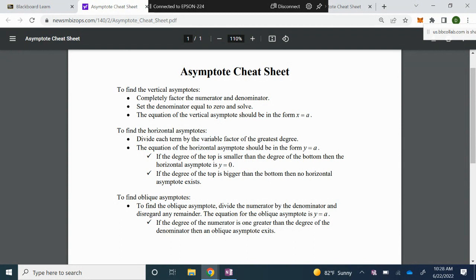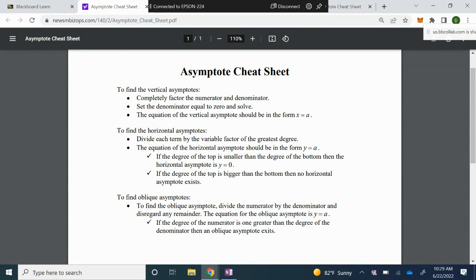So if you're asked to find the vertical asymptote, you should completely factor your numerator and your denominator, if possible. You don't always have to factor them if they're in simplest form. Then you basically set the denominator equal to 0 and you solve. To find the horizontal asymptote, again, that's a horizontal line that your graph approaches but never touches, you would divide each term by the variable factor of greatest degree.